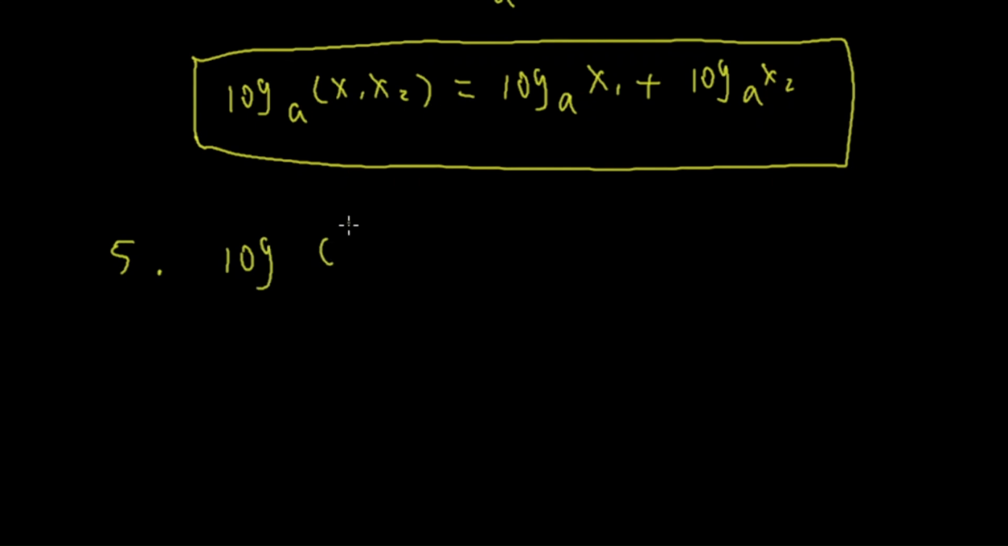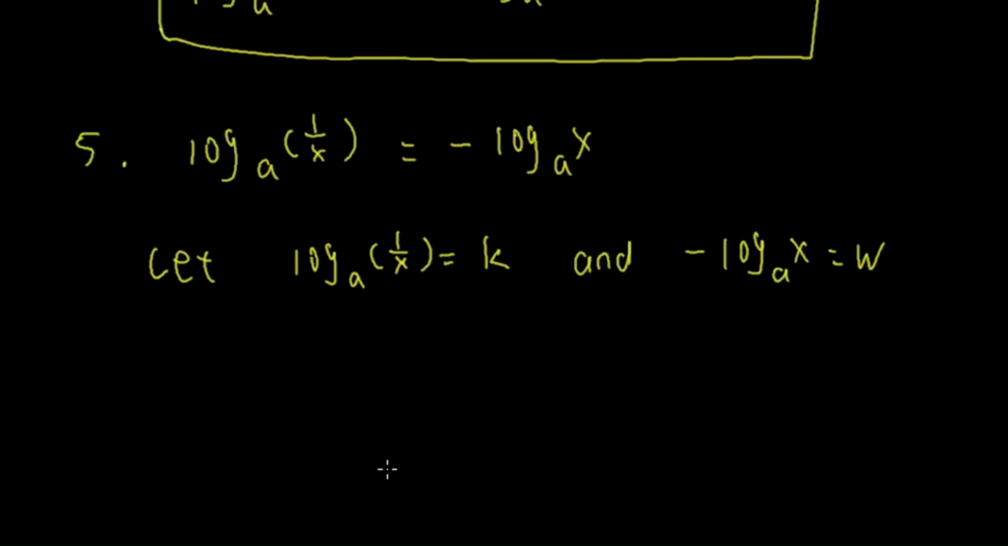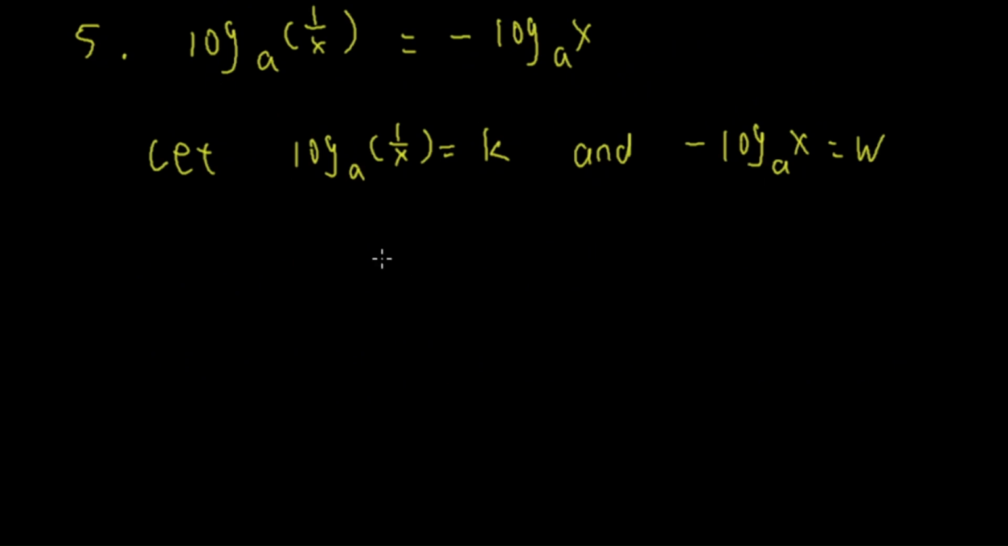Log 1 over x to the base a is equal to negative log x to the base a. Okay, to do that, again, let log 1 over x to the base a equal k, and negative log x to the base a equal w. Okay, what does this mean here?